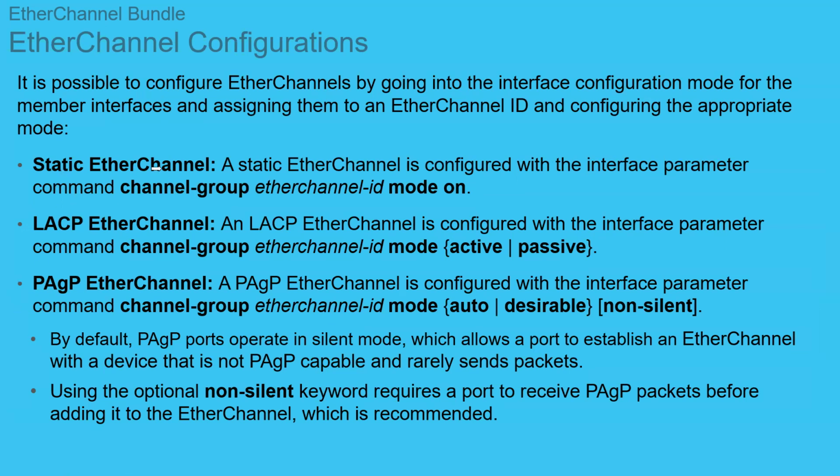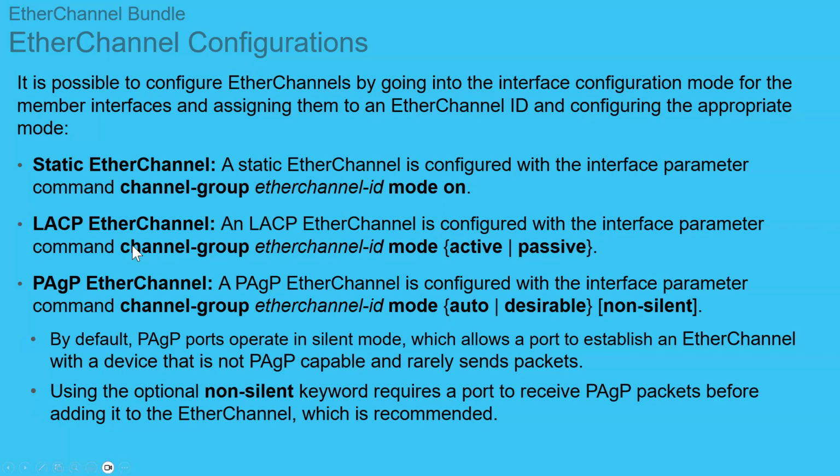And then you can see this is the summary slide. This is important. A static EtherChannel: if mode is on, they will form the EtherChannel. In case of LACP, we have mode active and passive. Both sides passive, it will not form the EtherChannel. At least one side needs to be active, the other side may be active or passive, and it will form the port channel. Likewise, we have auto and desirable. Both sides auto will not form the port channel. Desirable and auto will form the port channel. Desirable and desirable will form the port channel.